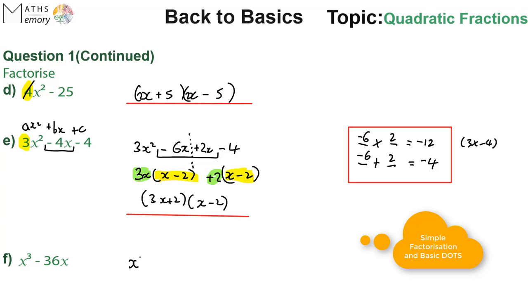We had an example of this, I think, in part C before. So x goes into both x cubed and 36x. Nothing else does. Now what goes into here? Oh, x squared minus 36 does.